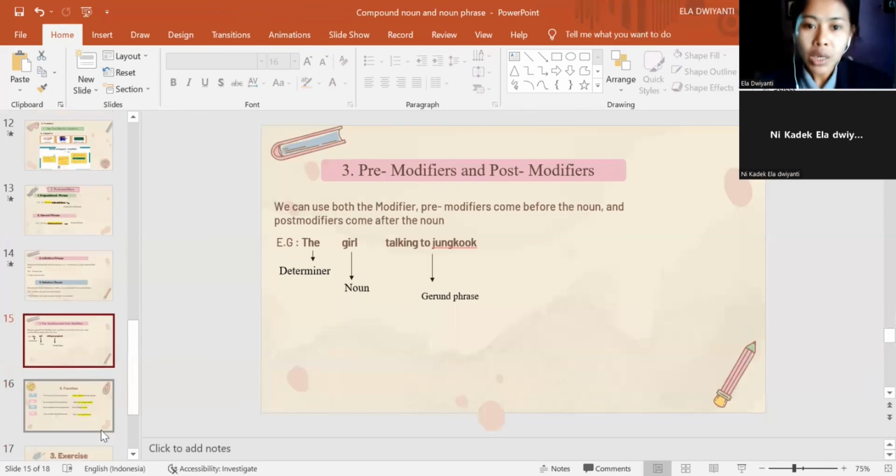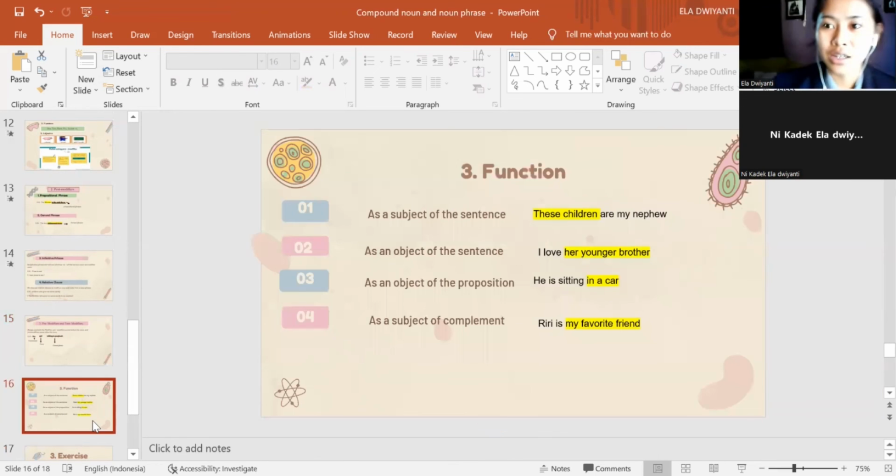And the last, we can use both pre-modifier and post-modifier to make a noun phrase. Say for example, the girl talking to Jungkook. The is a pre-modifier, comes before the noun, which means the girl, and talking to Jungkook is a post modifier and comes after the noun, which means after the girl. Okay, did you get it?